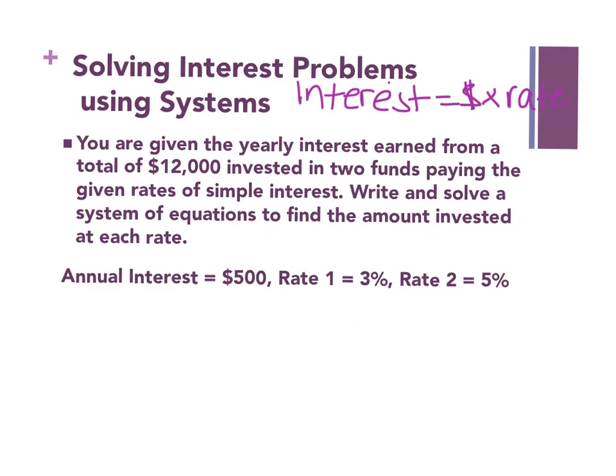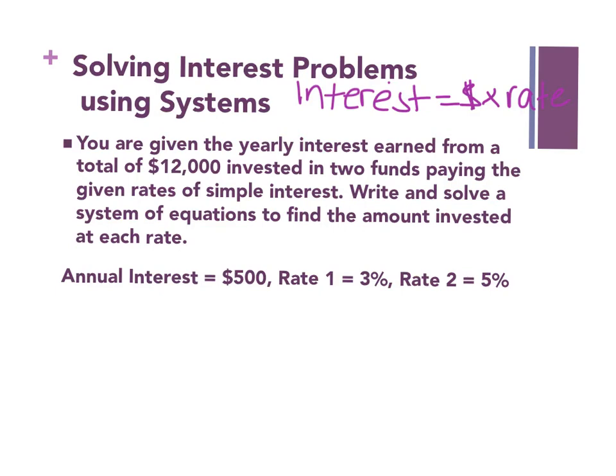The second thing is you're going to set up a system. They're going to give you just enough information in which you're going to set up 2 equations. In the original part, it says that you have a total investment of $12,000. And then it says you had annual interest earned of $500. One rate was 3% and the second rate was 5%. In the question, it says write and solve a system of equations to find the amount invested at each rate.